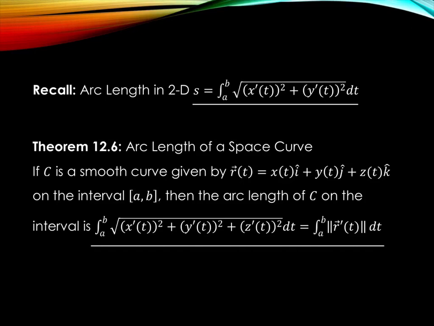And we extend it into 3 dimensions, and it extends just exactly like you would expect. We just have the extra component of z prime of t squared dt, and that's actually otherwise known as the magnitude of r prime. So this is for a curve in space.